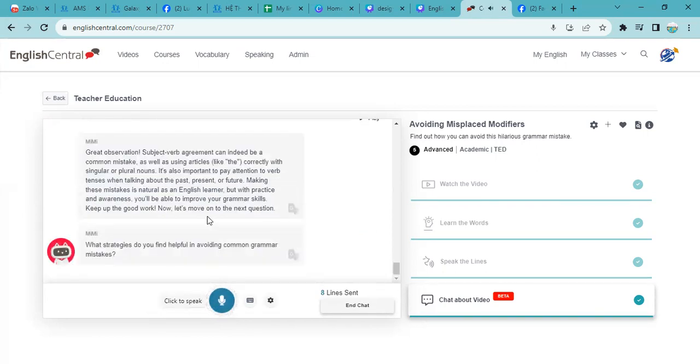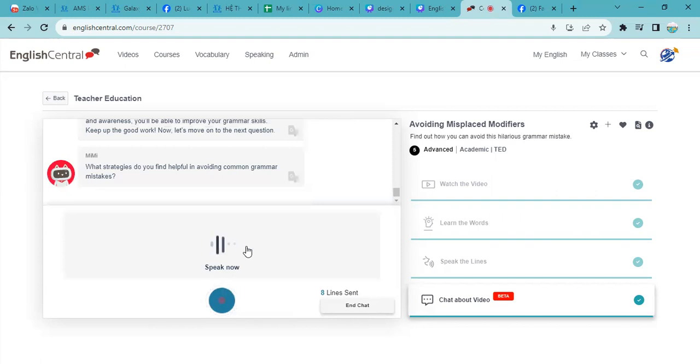Great observation. Subject verb agreement can indeed be a common mistake, as well as using an article like the correctly with singular or plural nouns. It's also important to pay attention to verb tense when talking about the past, present, or future. Making this mistake is natural as an English learner, but with practice and awareness, you will be able to improve your grammar skills. What strategy do you find helpful in avoiding common grammar mistakes?